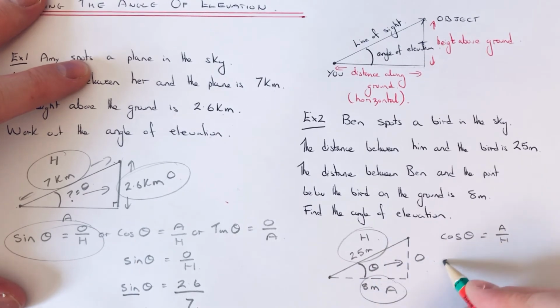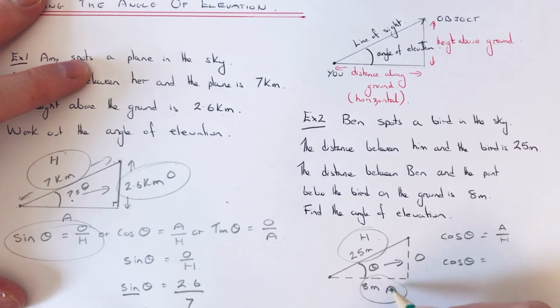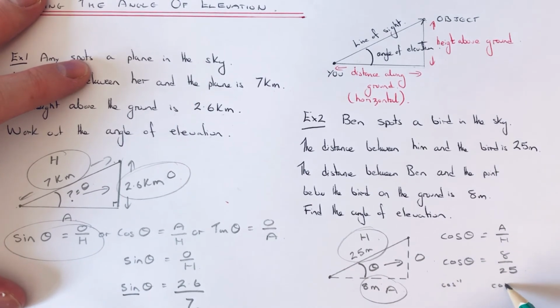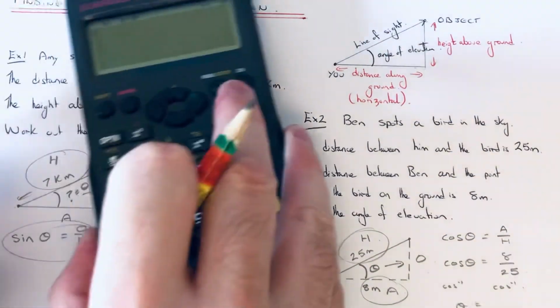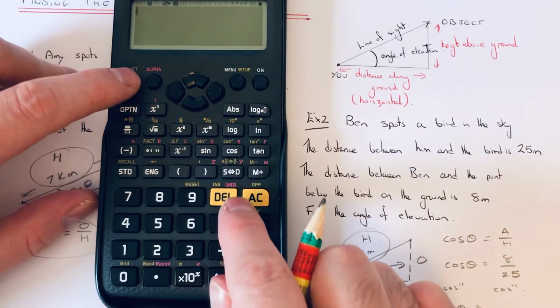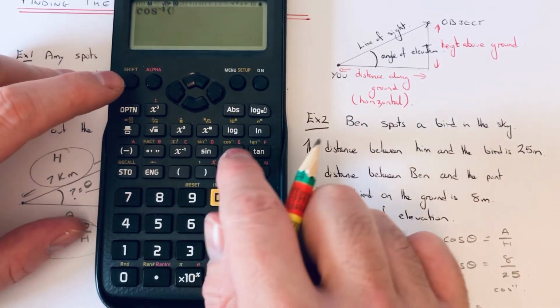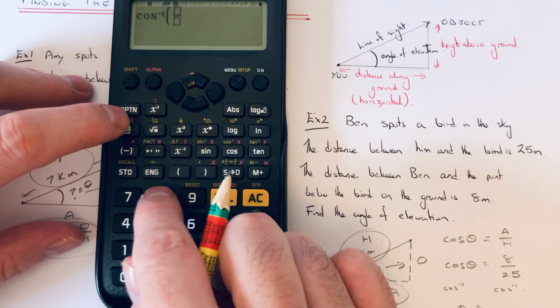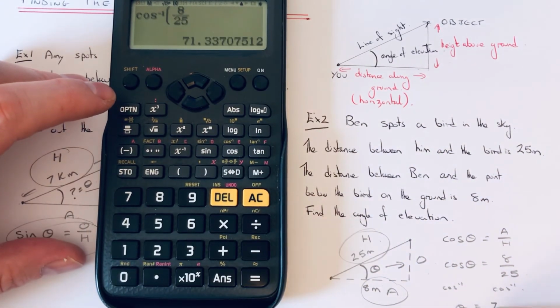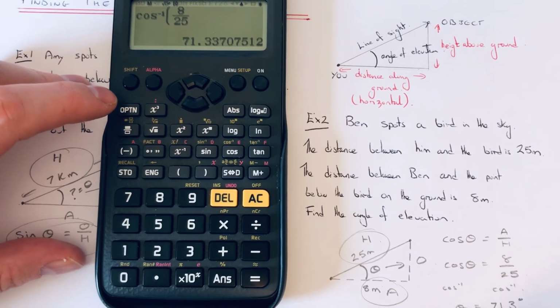So if we fill these two numbers into our formula, it'd be 8 over 25. And then the opposite to cos is cos inverse. So if we cos inverse 8/25, that will give us our final answer, which is 71.3 degrees.